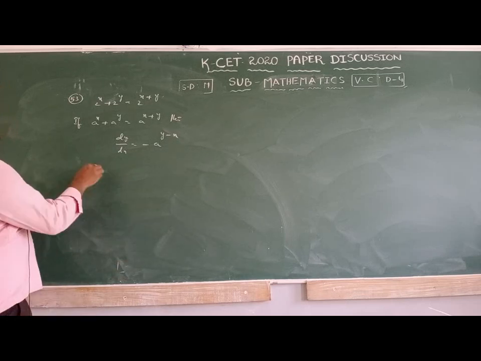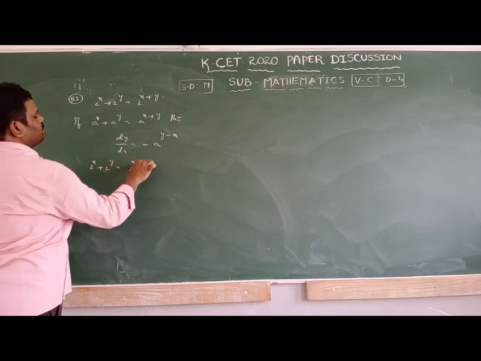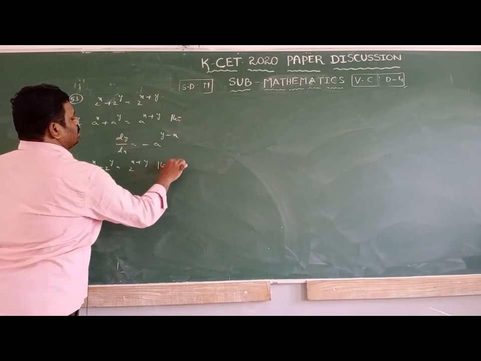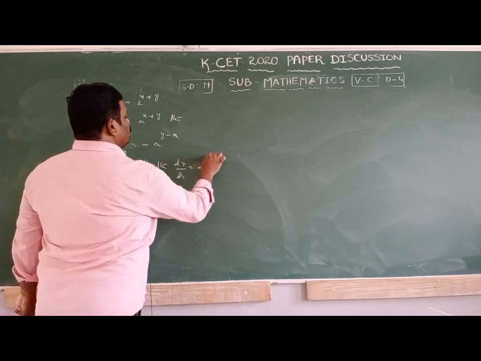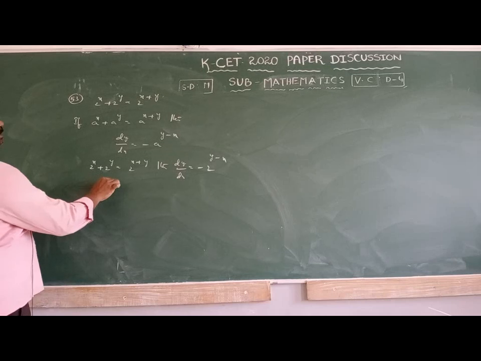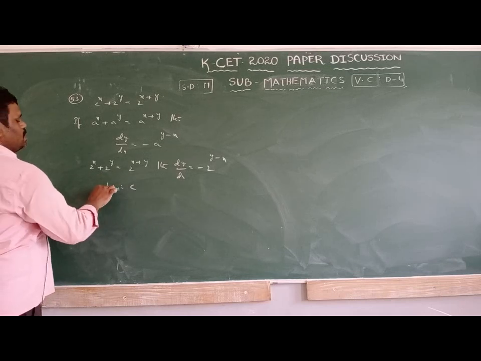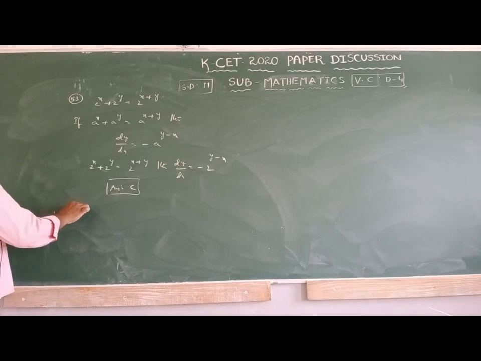Now in this case there are 2^x + 2^y = 2^(x+y). Then what will happen here? dy/dx is equal to minus 2^(y-x). The answer is C. Otherwise, if you want to convert it into the logarithmic method, then we simplify the given question.